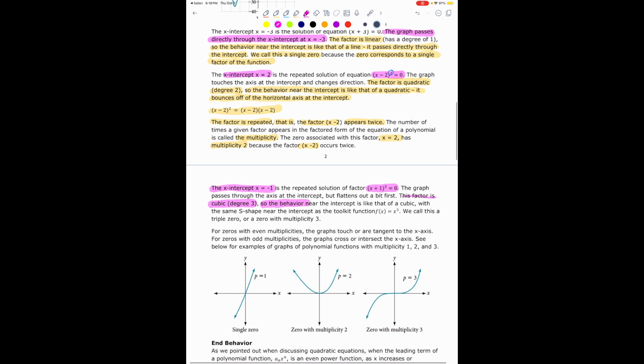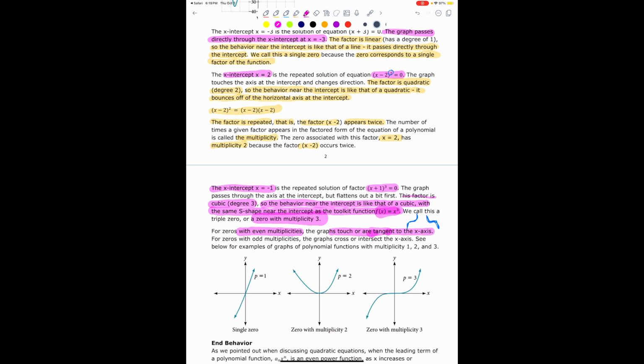So the behavior near the intercept is like that of a cubic function, with the same S shape near the intercept as the toolkit function f(x) = x^3. Here, the cube function, similar to it. We know that the cube function is going to behave like that, or like this if it's negative. Okay, we call this a triple 0, or a 0 with multiplicity 3.